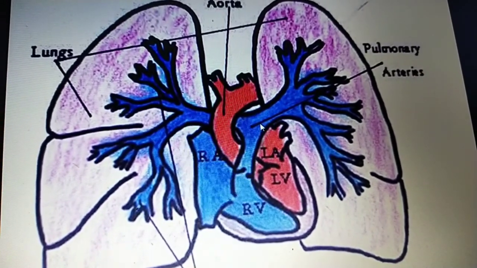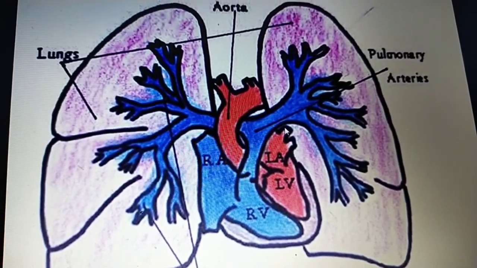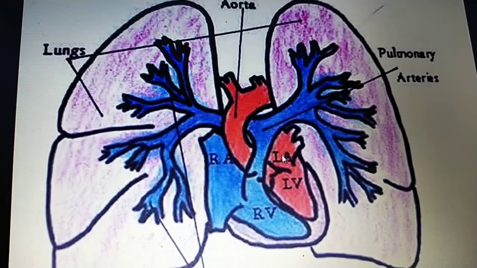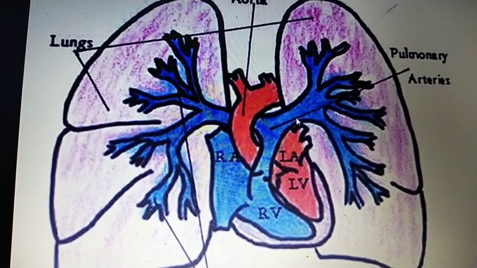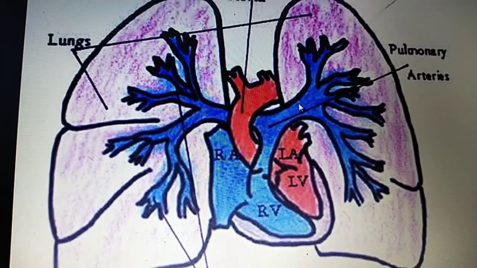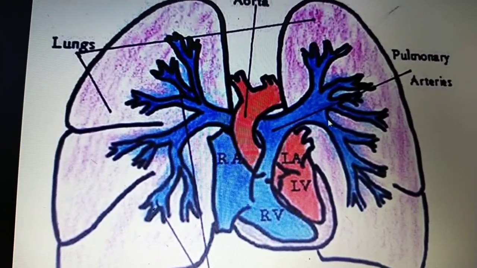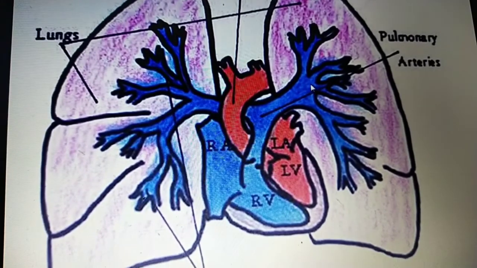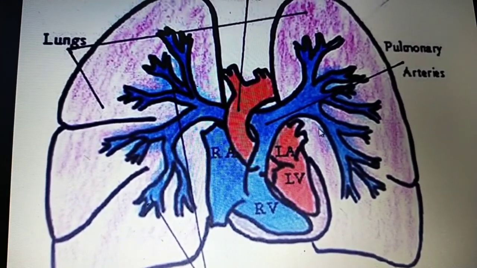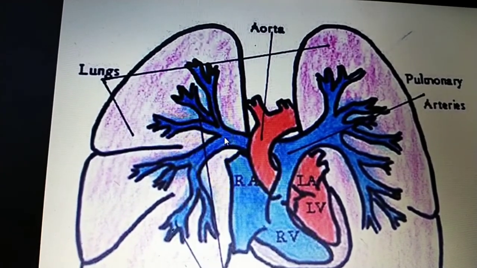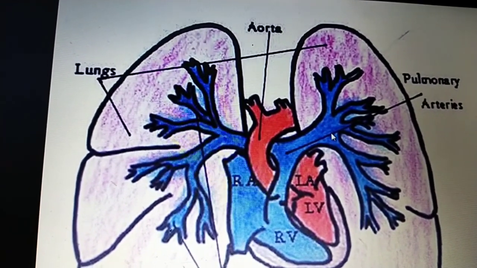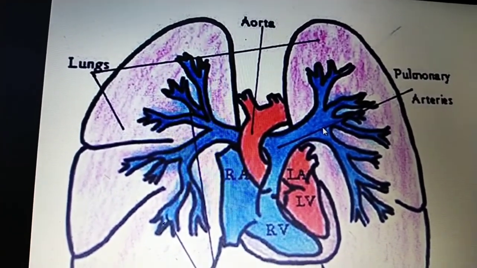You can see here, first it forms the upper border of the left atrium, then it passes in front of the left bronchus, and then the descending aorta, to reach the root of the left lung by dividing into two branches. This is the right pulmonary artery and this is the left pulmonary artery.